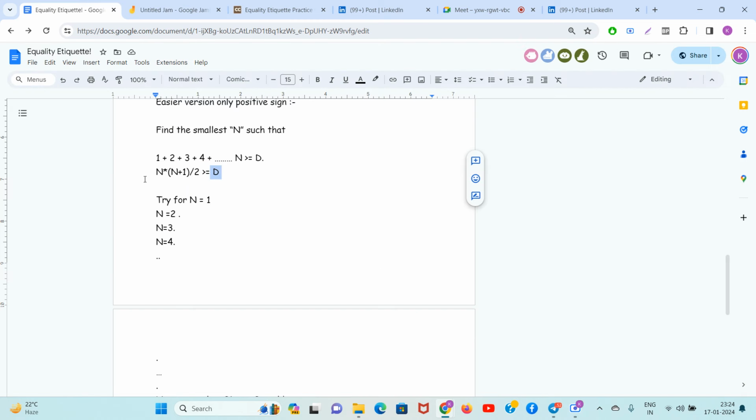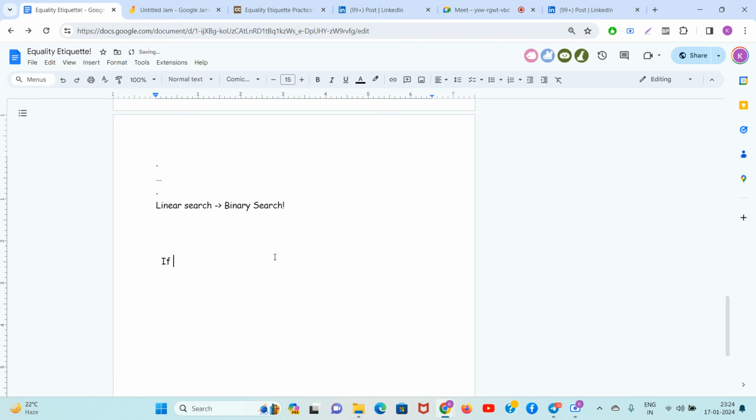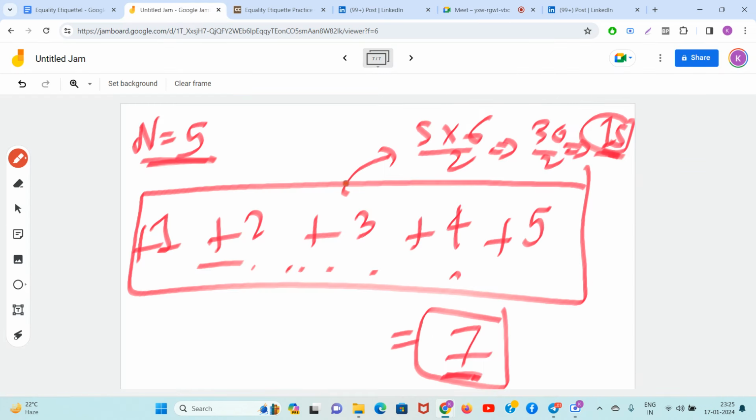Okay. Let me write it here also. If some n is fixed, such that n into n plus 1 by 2, if all the positive sums are greater than or equal to d, then there are high chances that you can insert some negative signs in it and become equal to d. Okay, guys, that's it. That's my first observation. Okay, so guys, now use common sense.